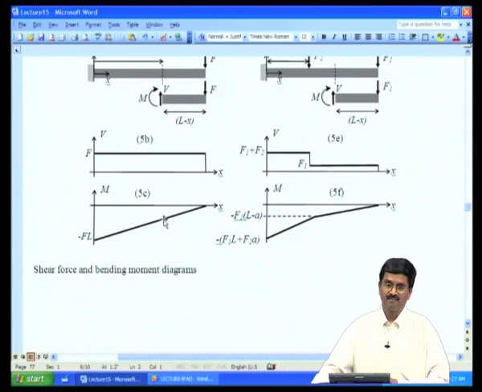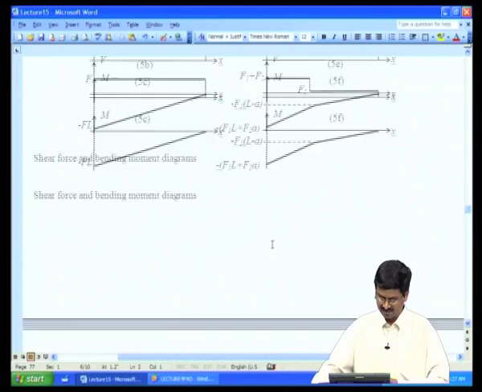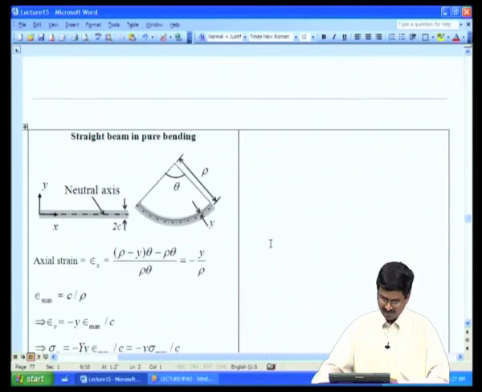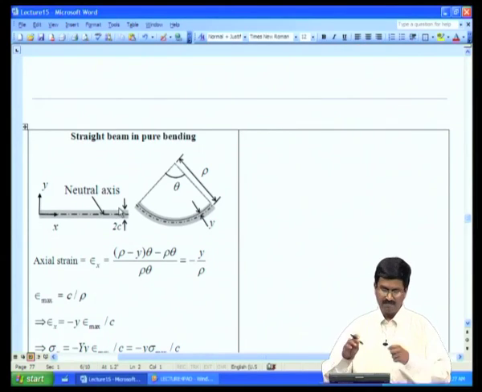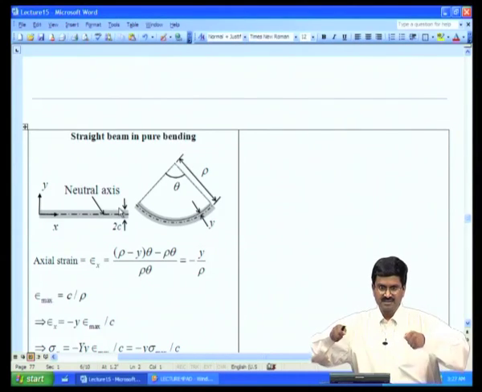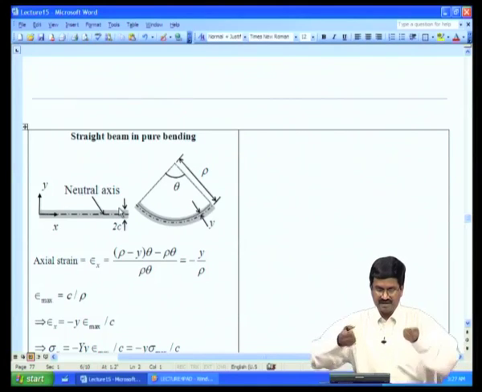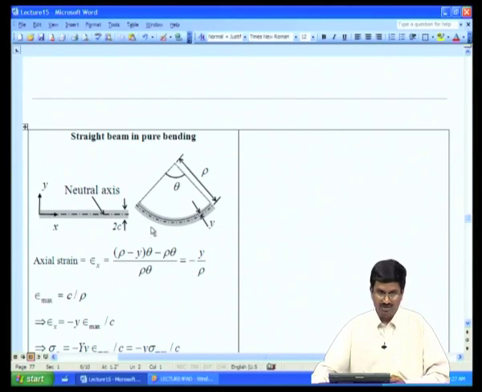As we just said, the effect of bending moment is to bend the beam and shear force is to shear the beam. We will consider shear effects later, but let us look at what is the effect of the bending moment. For this, let us consider a small straight segment which is under what is called pure bending. That is, there is a bar and we are applying moments that try to bend the straight bar into a shape that is shown here.